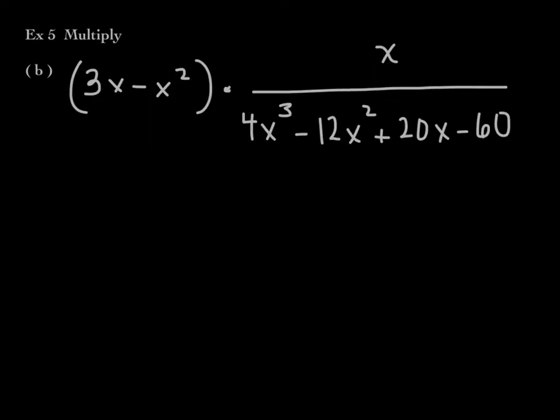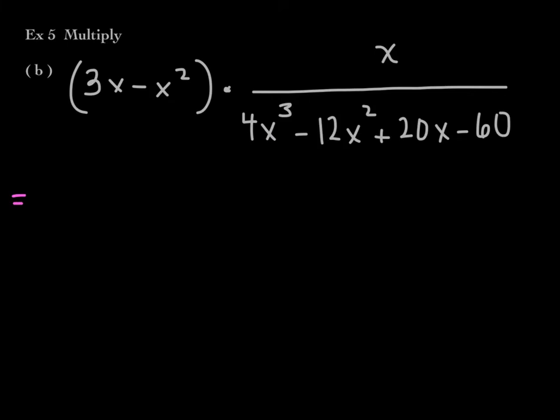Check out this next example. You have a binomial being multiplied by this rational expression. In the numerator, you have a monomial, and in the denominator, you have a polynomial of 4 terms. All right, again, I invite you, as always, to pause the video and try this on your own.